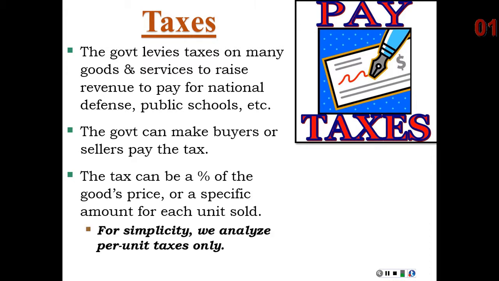Now, to make our analysis simple, we're going to be analyzing per unit taxes only. The same analysis can apply to other types of taxes. So for example, when you buy a pizza, let's just imagine there's a specific dollar amount tax added to the bill every time you buy a pizza. That's a per unit tax. That's the kind of tax we're going to look at. The same principles and conclusions we draw, I think, will apply to taxes more broadly.